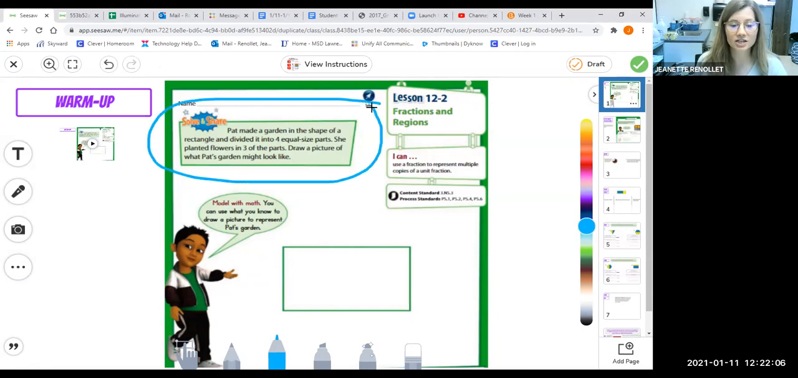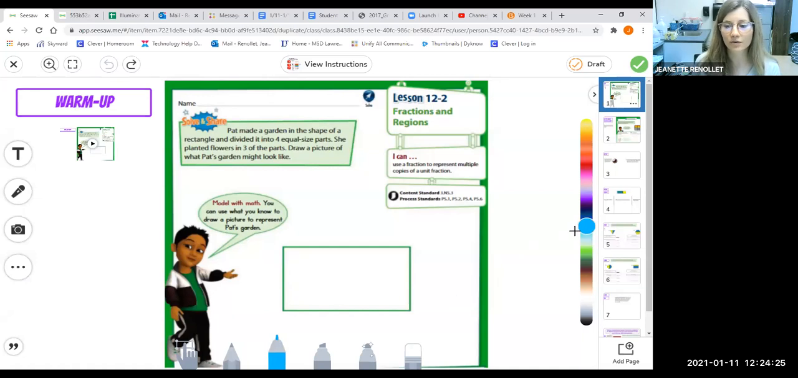Pat made a garden in the shape of a rectangle and divided it into 4 equal-sized parts. She planted flowers in 3 of the parts. Draw a picture of what Pat's garden might look like. I want you to take 1 minute to reread the problem and show what Pat's garden would look like inside the rectangle. You have 1 minute to reread and draw and show your model.